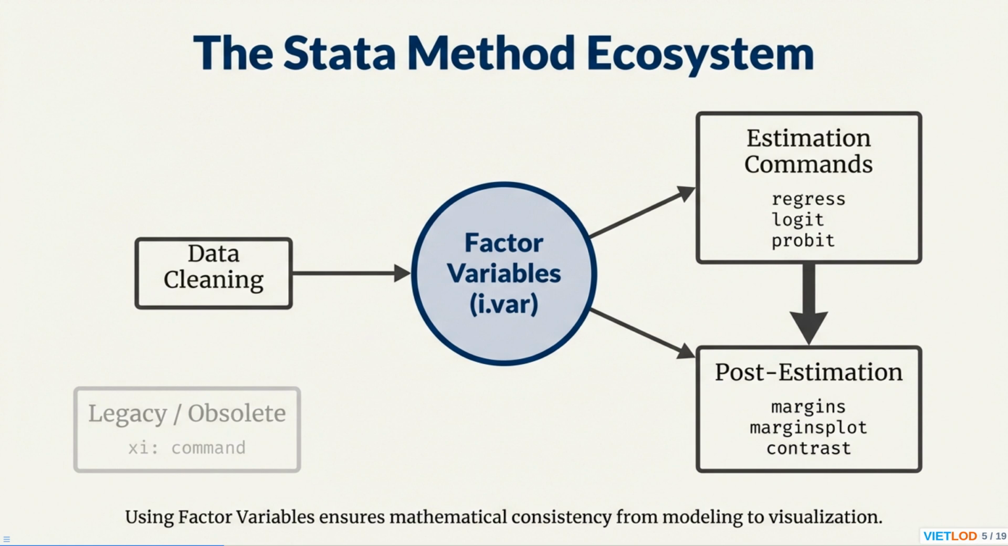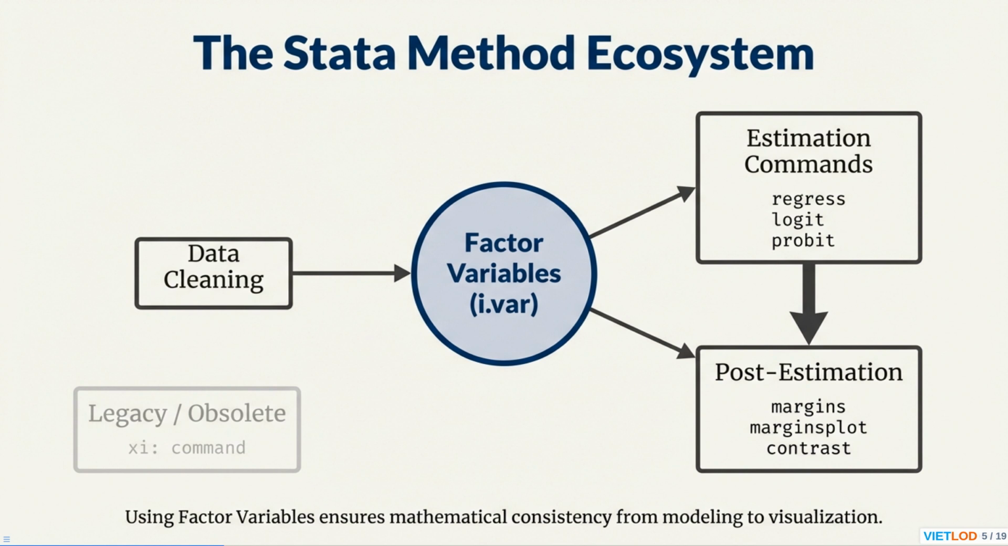This diagram illustrates the integrated Stata method ecosystem for modern data analysis. It all begins with data cleaning. Once your data is tidy, the central hub of this workflow is factor variables, represented by the i. prefix. Factor variables are crucial because they bridge the gap between two main paths: estimation commands like regress or logit, and post-estimation tools like margins and marginsplot. Notice the arrow from estimation to post-estimation. This signifies that the results of your model flow directly into interpretive tools.